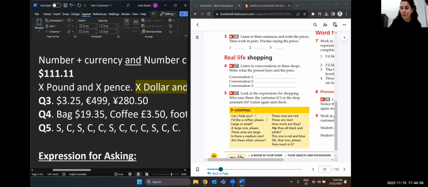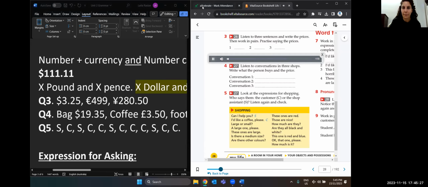Okay, let's do some shopping. We're going to listen to a conversation of 3 different shops. In the first conversation, what does the person want to buy and what is the price? So what is the object? What is the item? And how much is it? Same in conversation 2, what is the object and how much is it? Conversation 3, what is the object and how much is it? So let's listen.